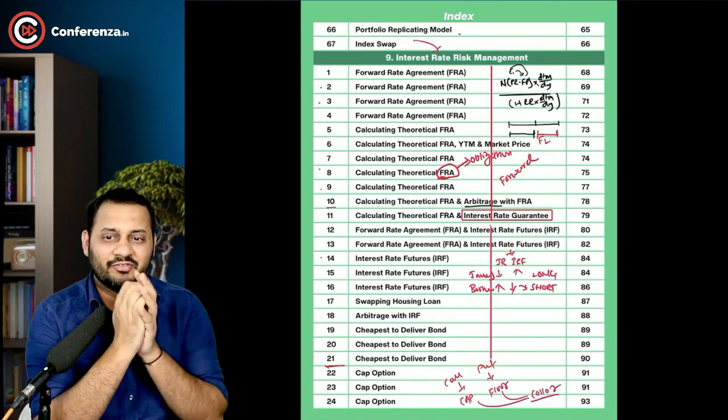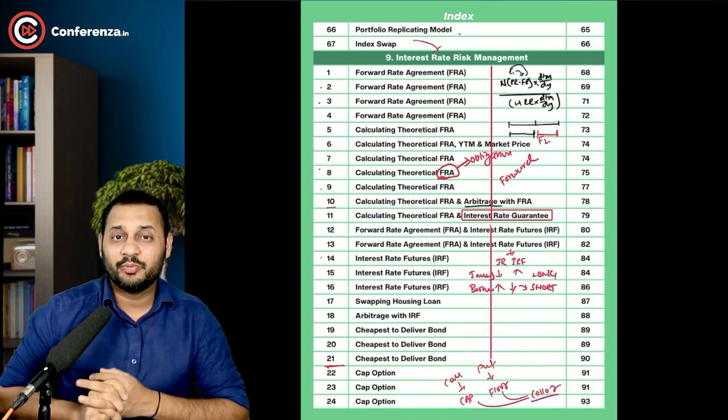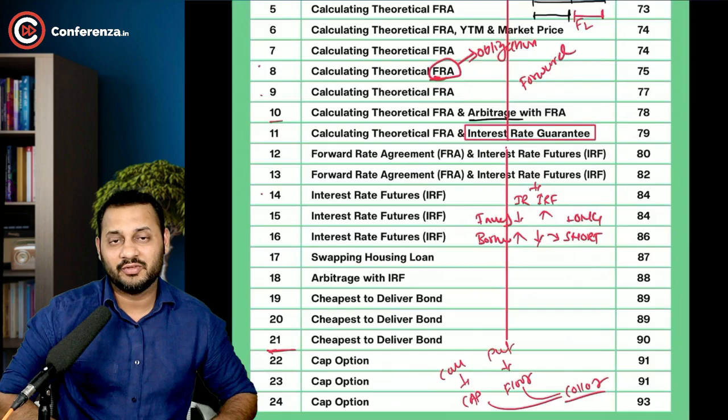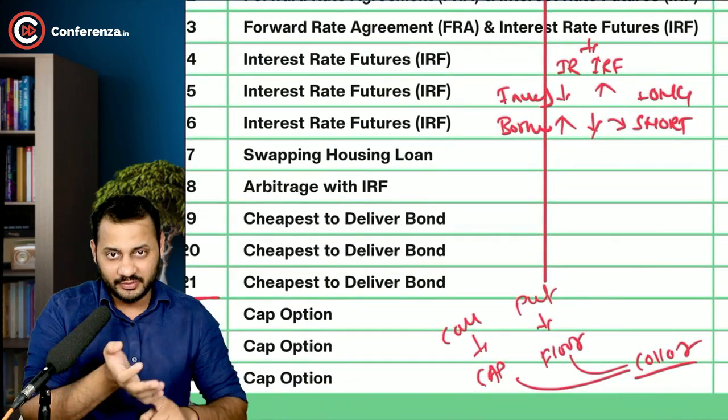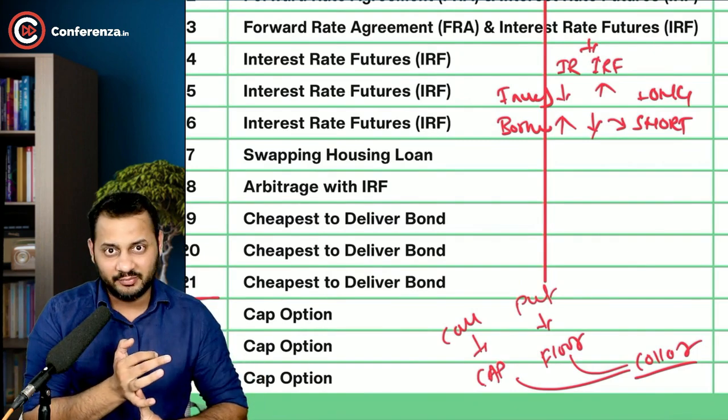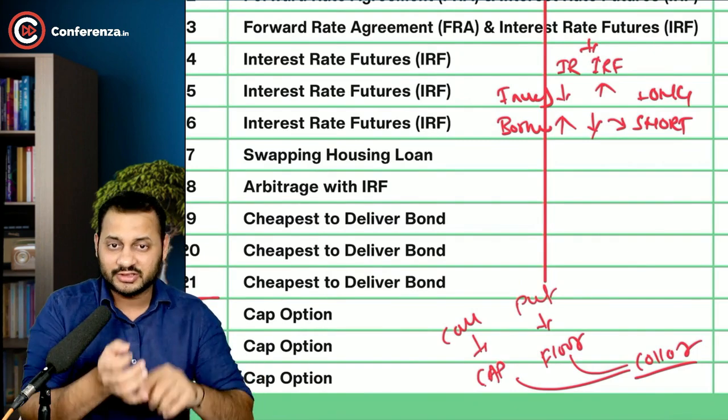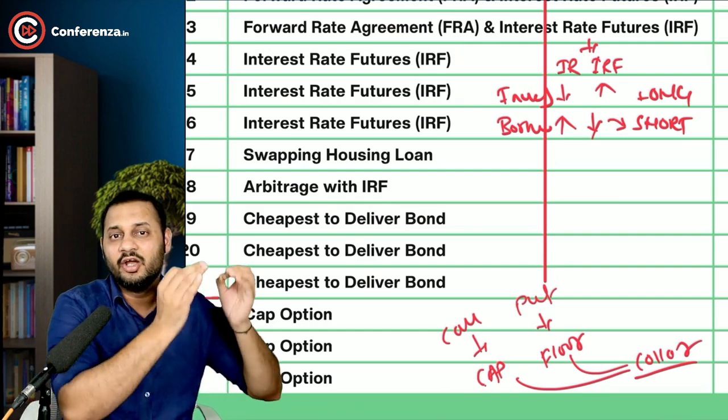So welcome back guys after this break, and we are on the second last topic of our interest rate risk management chapter. We are going to start with the interest rate options. We have completed the forward rate agreement. We have completed the interest rate futures. Now is the time for the interest rate options.